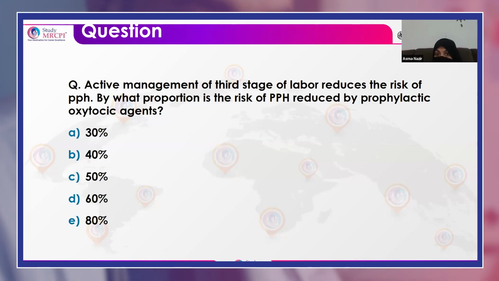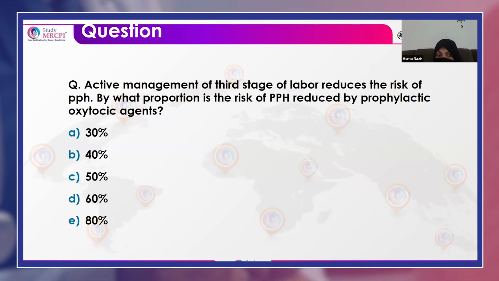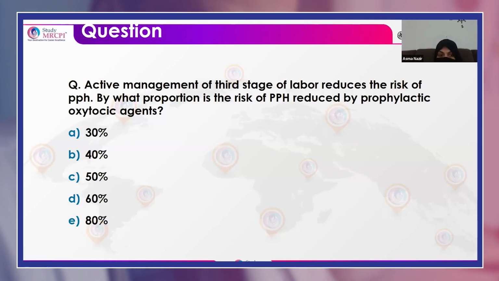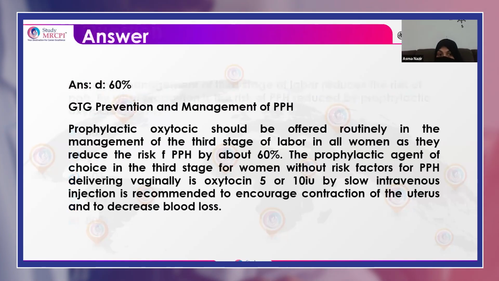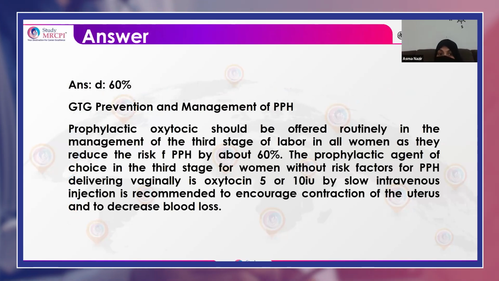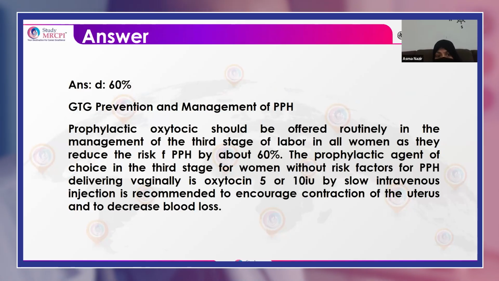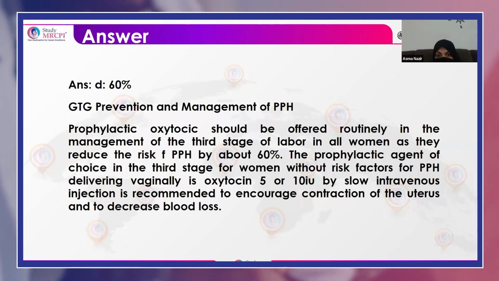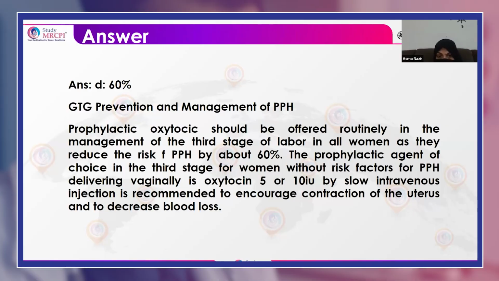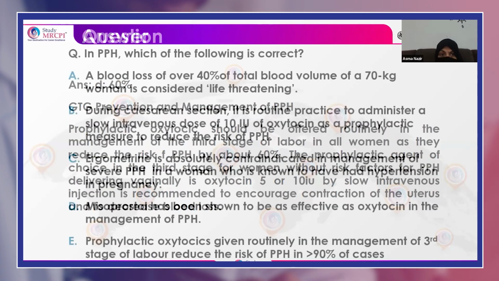Active management of the third stage of labor reduces the risk of postpartum hemorrhage by about how much? Let's see the answer. It's 60%. The reference is taken from the Green-top guideline, and it is also mentioned in the Irish guideline, the 2024 guideline on postpartum hemorrhage. Moving on to the next question.